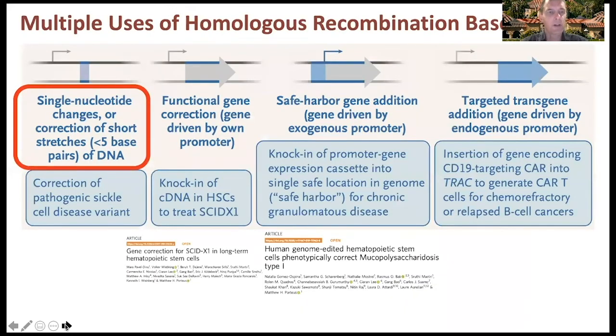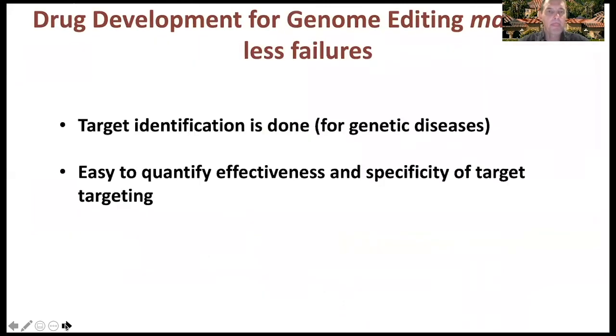And so today I'll talk specifically about how we're using the recombination pathway to create small nucleotide changes as a treatment for sickle cell disease. But the process of recombinational genome editing can be applied in a number of different ways. One of the things that also is intriguing about genome editing, before I go into the specific details of sickle cell disease, is there may be less failures, or at least early on, there may be less failures.